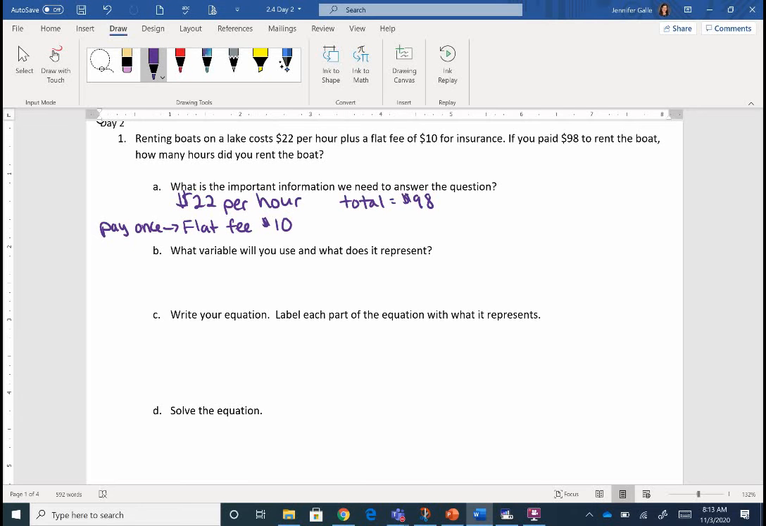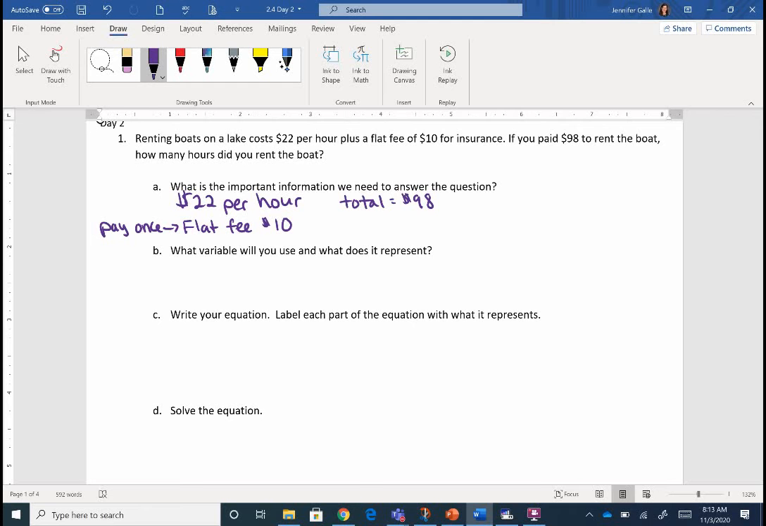Because I know some of us yesterday, we were just trying to grab the number from the problem and, oh, hey, maybe I'll try dividing this or maybe I'll try adding this. Before I try to do anything, multiplying, adding, anything, I'm going to write down the important pieces. I'm going to pull them out of the question. What do they mean? All right, then letter B says, what variable will you use and what does it represent?